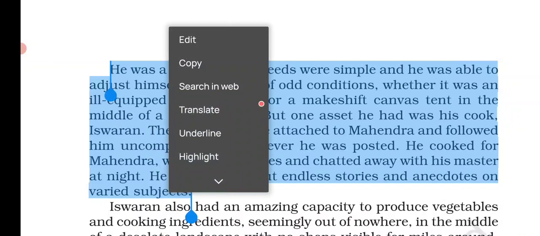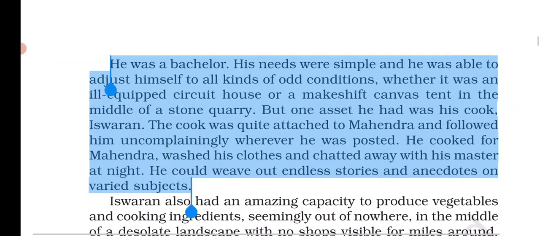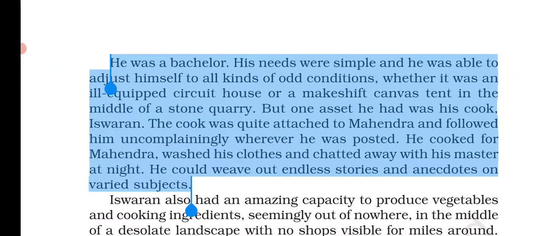So we know now that Mahindra is unmarried and does not have any family. That is why he can live in temporary quarters. Because he has no family, he does not find any difficulty in moving, and he can adjust to anything. He adjusted well in the circuit house, even if it lacks basic facilities, and he can also live in tents, where you hardly find any facility. But he has got one advantage, and that is his cook, and his cook's name is Ishwaran.